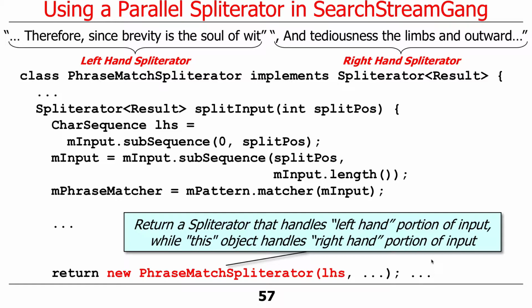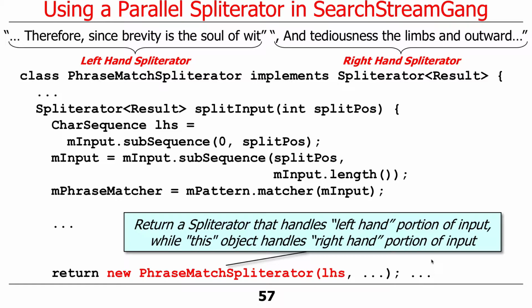That's what LHS stands for, left-hand side. So we return a new phrase match spliterator, which will look at the left-hand side. We update ourselves to be the right-hand side. And then both of those things, surprise, surprise, will run in parallel.